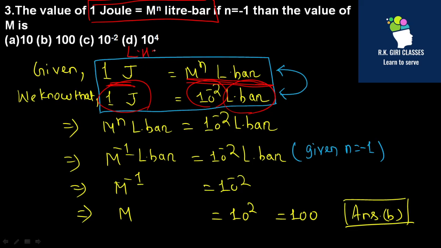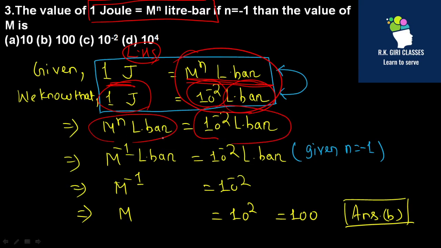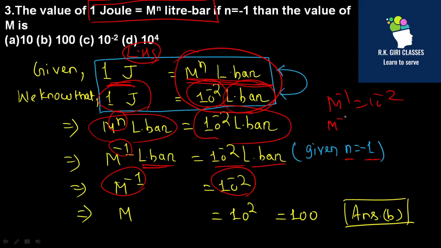Here LHS in both cases are same. That means you can equalize this one. Very simple mathematics. M to the power n liter bar is equal to 10 to the minus 2 liter bar. And you have to put n value here, 1 here, minus 1 here. That means m to the power minus 1 liter bar is equal to 10 to the power minus 2 liter bar. And what you will get, m inverse is equal to 10 to the minus 2. You can write like this, m inverse is equal to 10 to the power minus 2 inverse, right? Because you will operate by the same operation, otherwise it will be wrong.